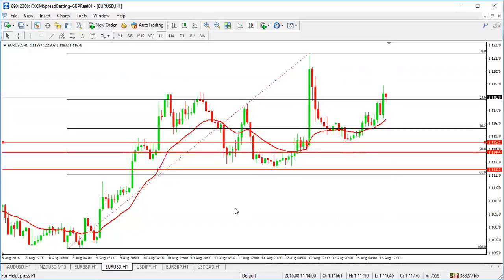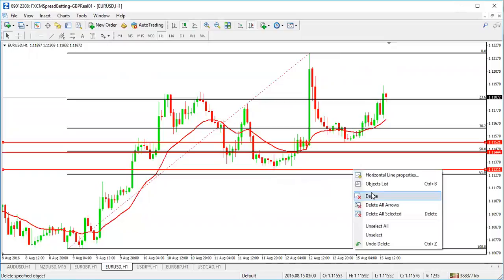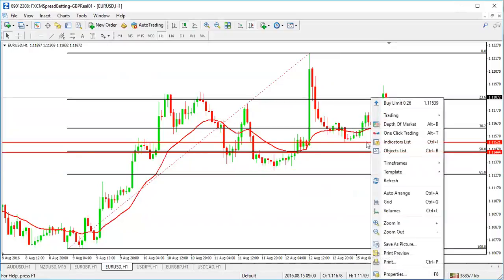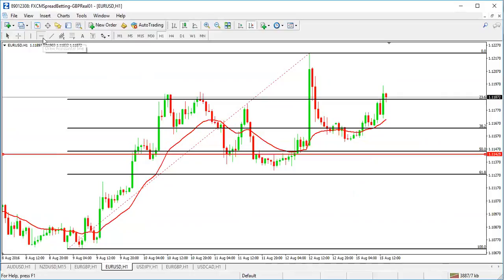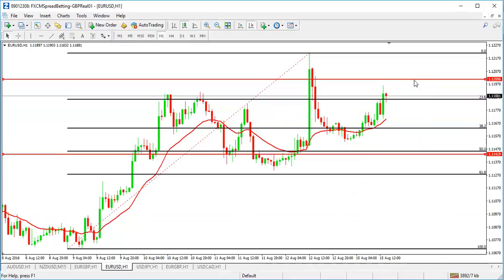So yeah, that is a low. I'd be happy with an entry there, but that red line is just below that, so let me give it a bit of breathing space. And I'd be looking to put my stop loss above this 38.2 level, because to have it up here is huge.